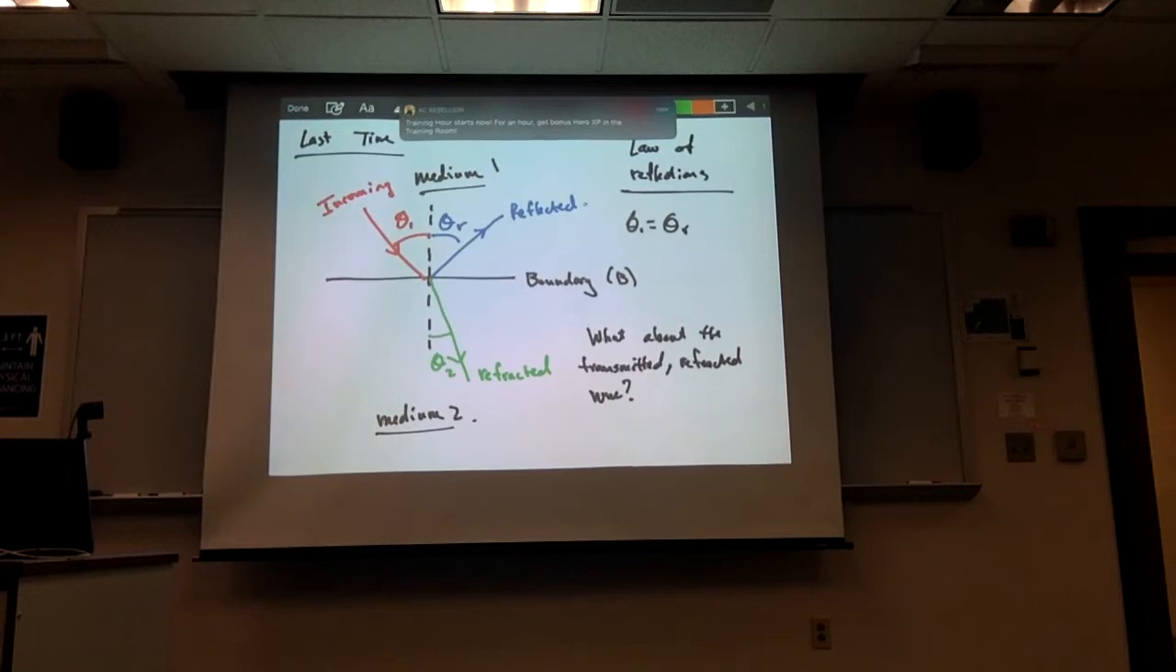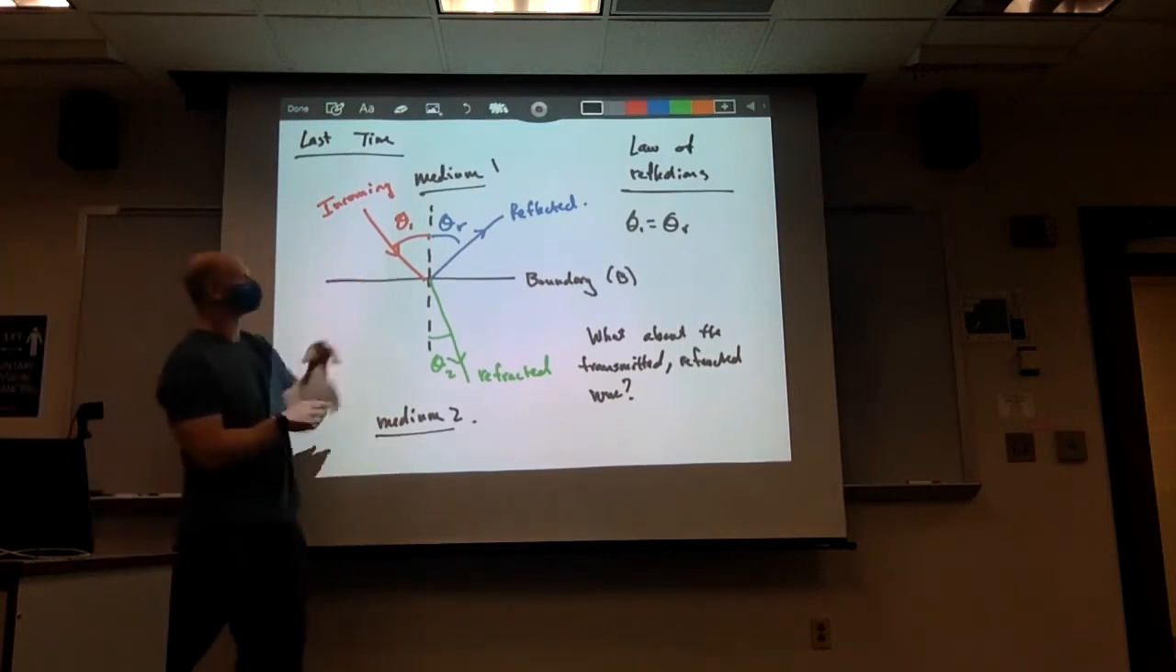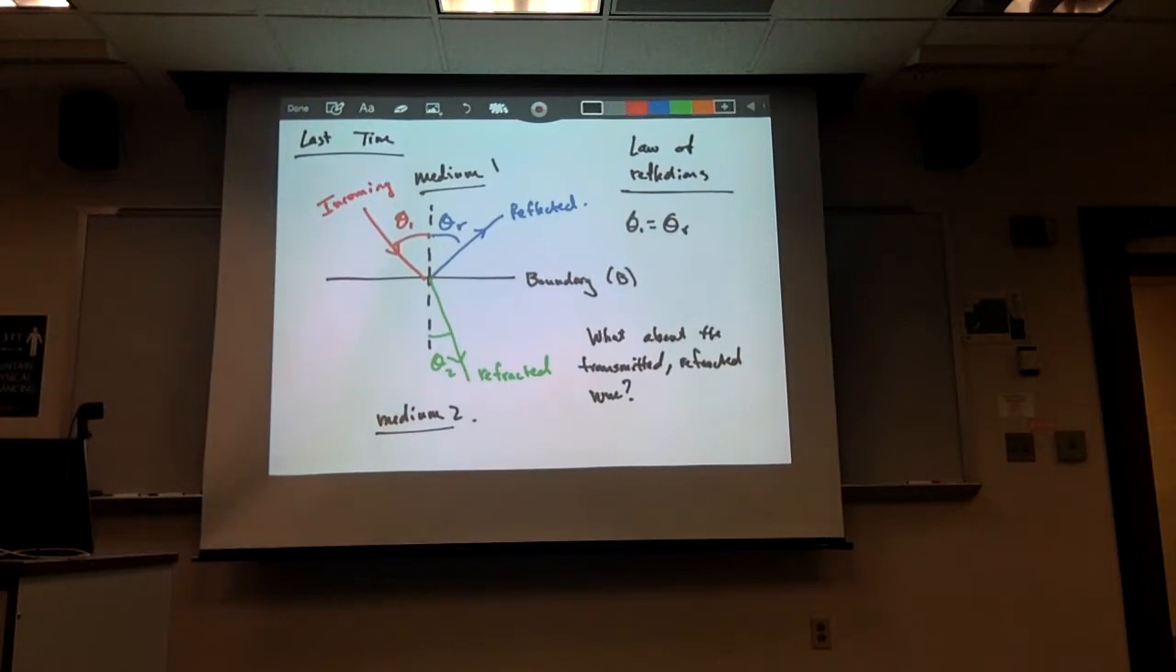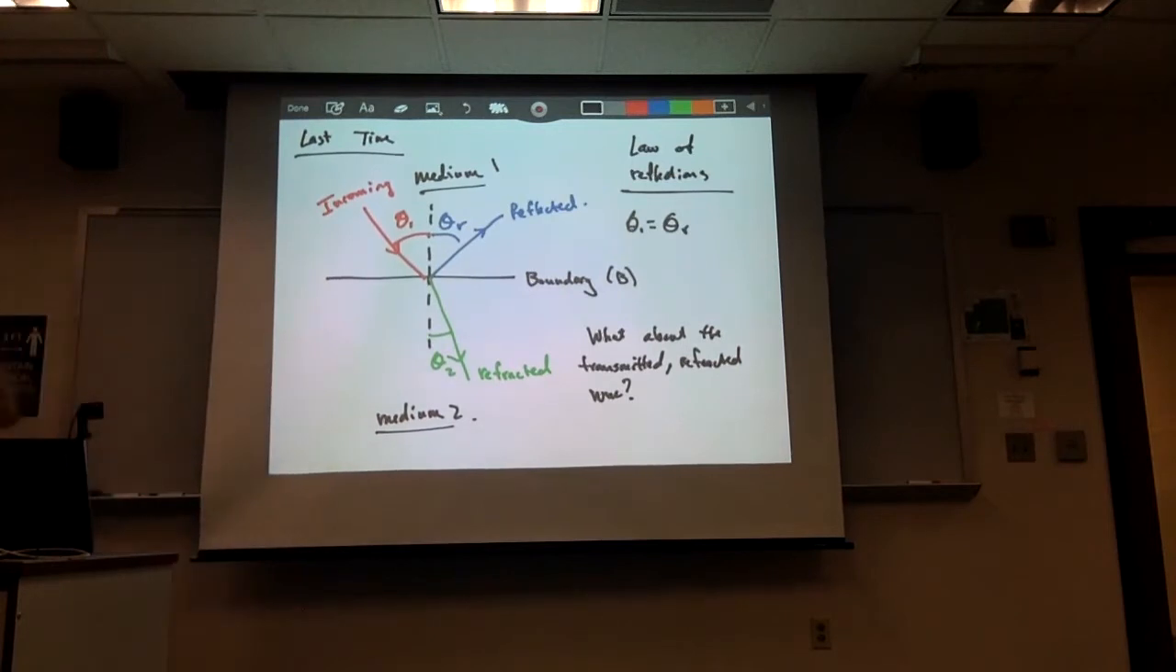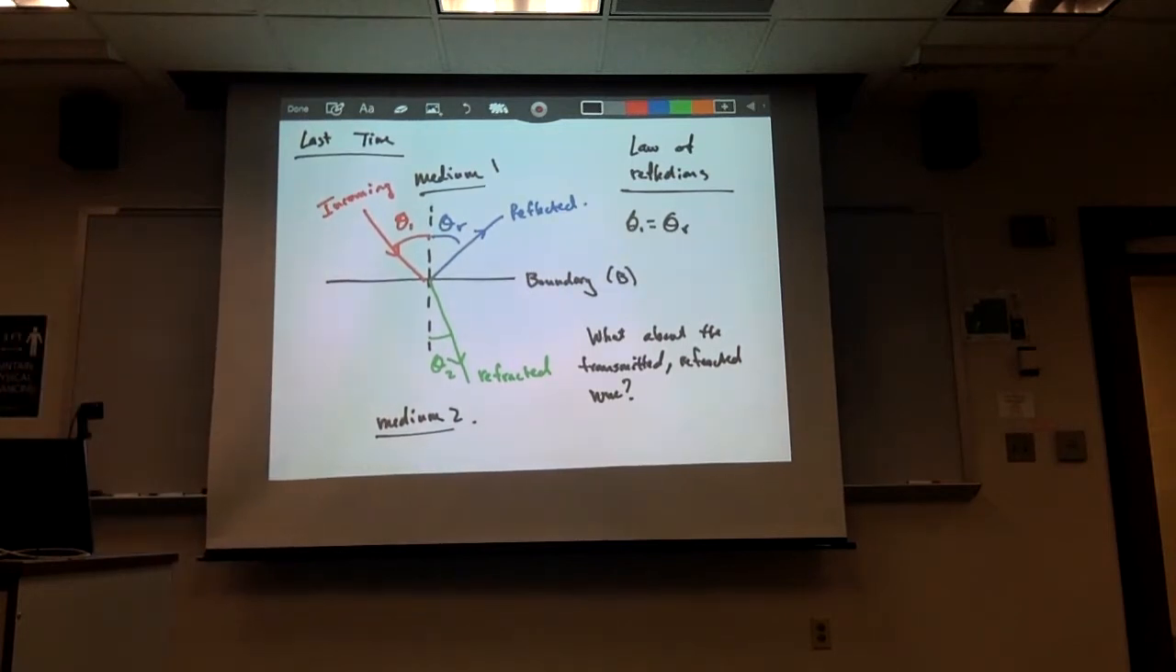Just a reminder where we finished off last time. Last time we were talking about what happens when light, which again is a wave, and these are our ray diagrams of our light, goes from medium number 1 into medium number 2, meaning it's going to hit a boundary between these two mediums. Part of that is going to be reflected back into medium number 1, and part of it is going to be refracted, or what's called transmitted, into medium number 2.